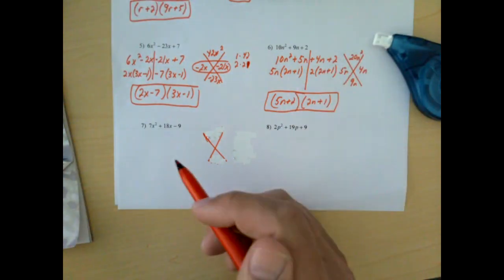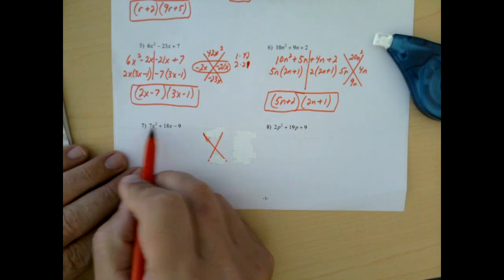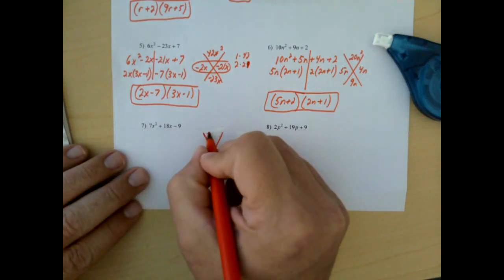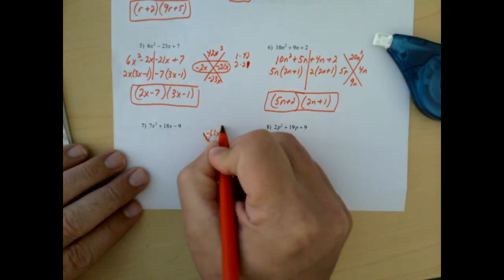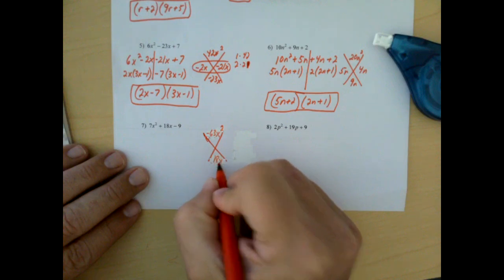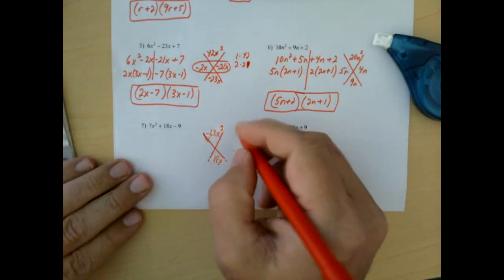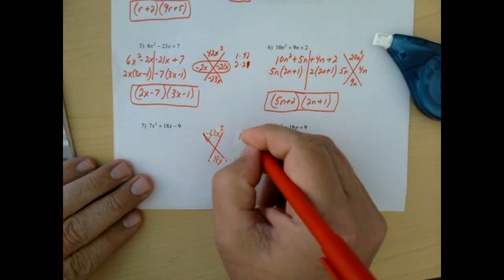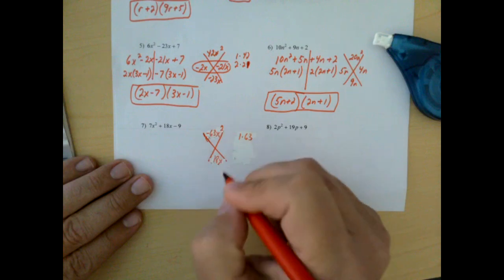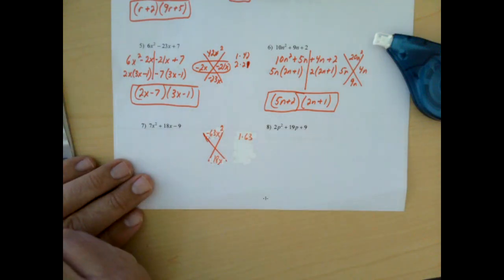Okay, for number 7, you can see I messed up. So re-record this. It's early. But number 7, you have to take 7 times negative 9, which is going to be negative 63, and I'm going to have an x squared, and I'm going to find the pieces that add up to 18, okay? So again, I like to start with 1 and 63. Can't get an 18 out of that combination. Again, one's going to be positive, one's going to have to be negative.